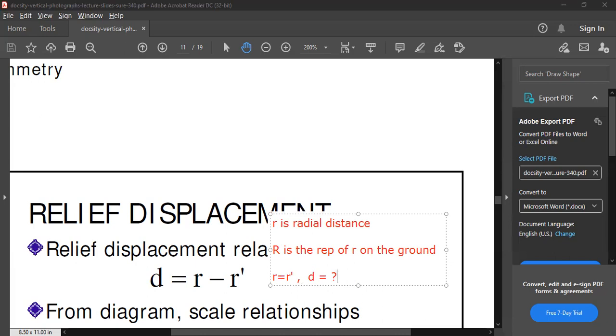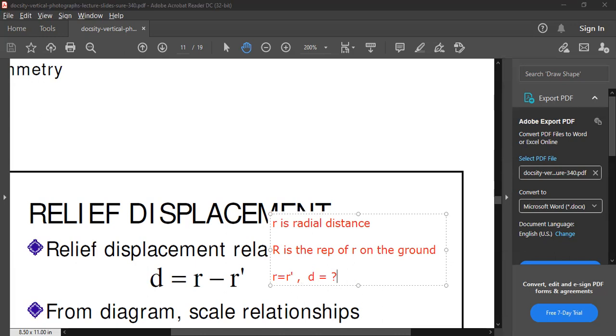Zero. And what does it mean on the photograph? Whatever is in the photograph is a true representation of what's on the ground. No, not really. That's not what we want to see. It means there's no displacement. It means the building is no longer tilted on the photograph.